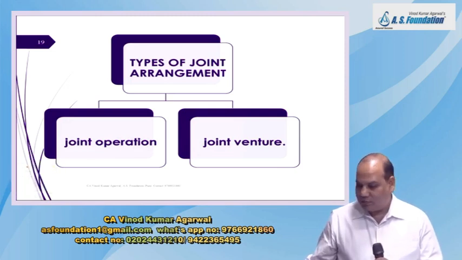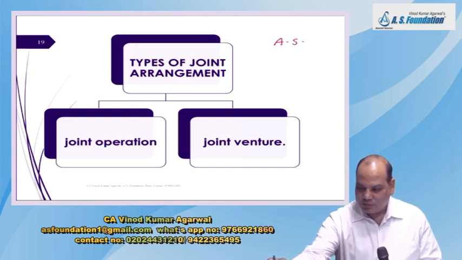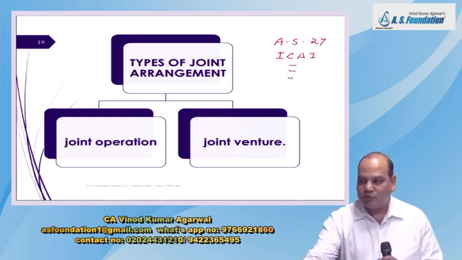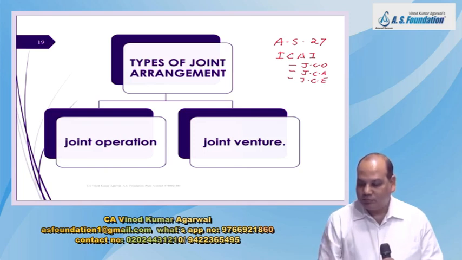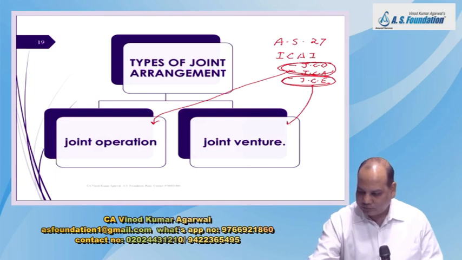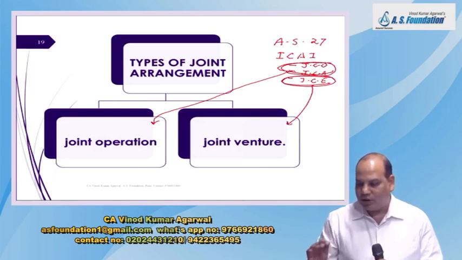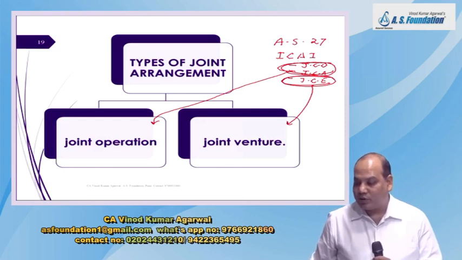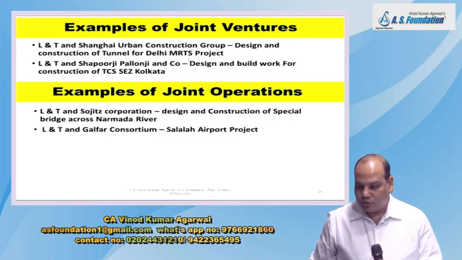Just for general knowledge, Accounting Standard 27 issued by the Institute of Chartered Accountants of India has three categories of joint venture: jointly controlled operation, jointly controlled asset, jointly controlled entities. These two are like joint operation and this is like joint venture. But again, this standard is different from Accounting Standard 27 issued by ICAI. So one has to be careful.